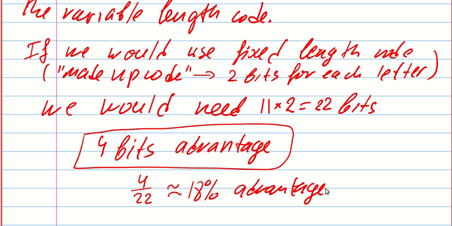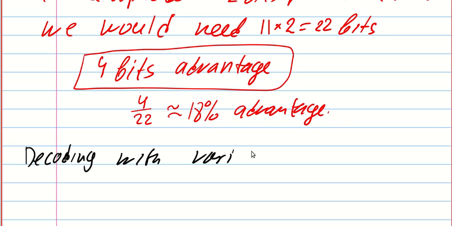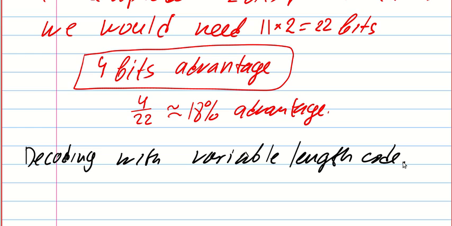The last thing we need to discuss in this lecture is how to decode with a variable length code. We did the decoding with a fixed length code, which was easy. We just chip off 2 bits, but here it's not really clear how to decode. So let's do this and finish this lecture. So decoding with a variable length code is a little bit more complicated than the fixed length code.